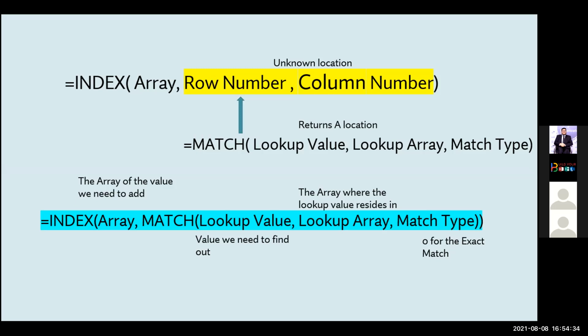So by combining these two, we are getting this kind of a formula. So the first part is the array of the value we need to add, that is this array part. And then we start the match function. In match, we have lookup value. That means the value we need to find out. And then there's lookup array. Lookup array means the array where the lookup value resides in. So this lookup value is going to be in some kind of a column. So that column should be the lookup array. And then the match type. Since we need the exact match, we are going to put 0.